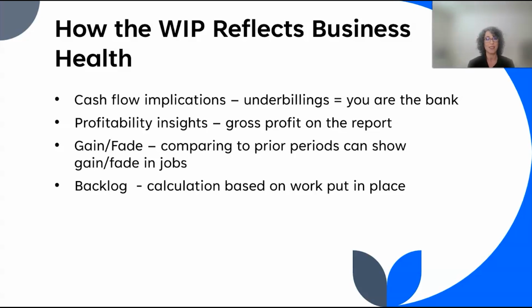One of the first things that you can determine from the WIP of a company is their cash flow status. If they are highly underbilled, then they are a bank. Yes, if you are underbilled, you are the bank. You are funding the project. So you want to make sure that your underbillings are smaller and that they aren't systemic, that you don't always run in an underbilled position. Now, there are times and there are contractors where you just can't help it.